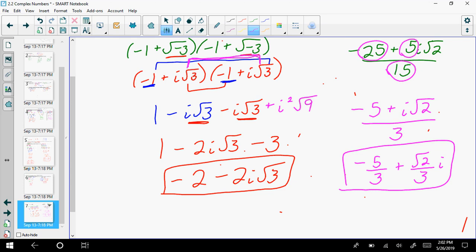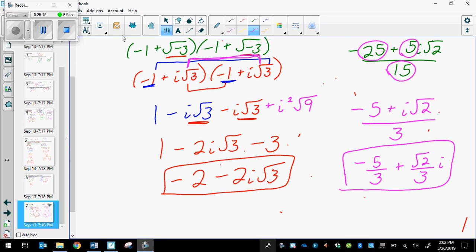All right, so hopefully these imaginary numbers don't trip you out too much.